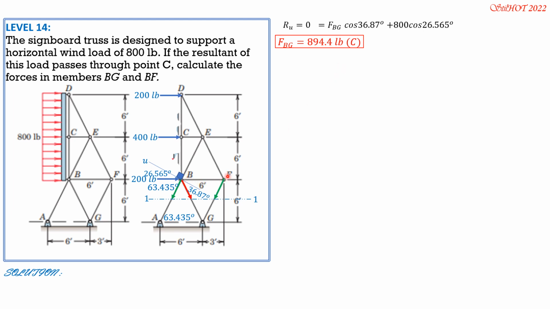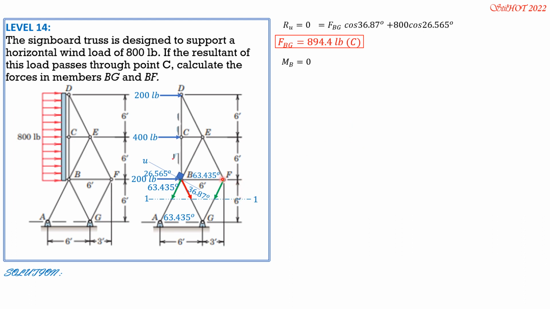Next is FBF. We apply method of joints at F, but before that we need to solve FFG. So to solve for FFG, we consider the same sectioning and we set moment about B equal to 0. Take note that this angle is also 63.45. I will not indicate it here because it will become complicated. It will overlap with the other figures.